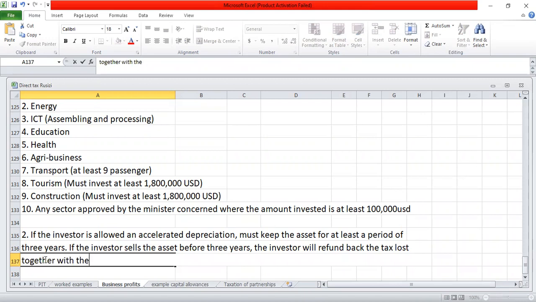Together with the interest. That is the important condition: if an investor has not maintained the asset for a period, because you are supposed to keep the asset for a period of 3 years, but if the investor has not been able to maintain the asset for 3 years, in that case, the investor will have to pay back or refund the tax lost and the interest. So the interest is calculated from the time the allowance was given.